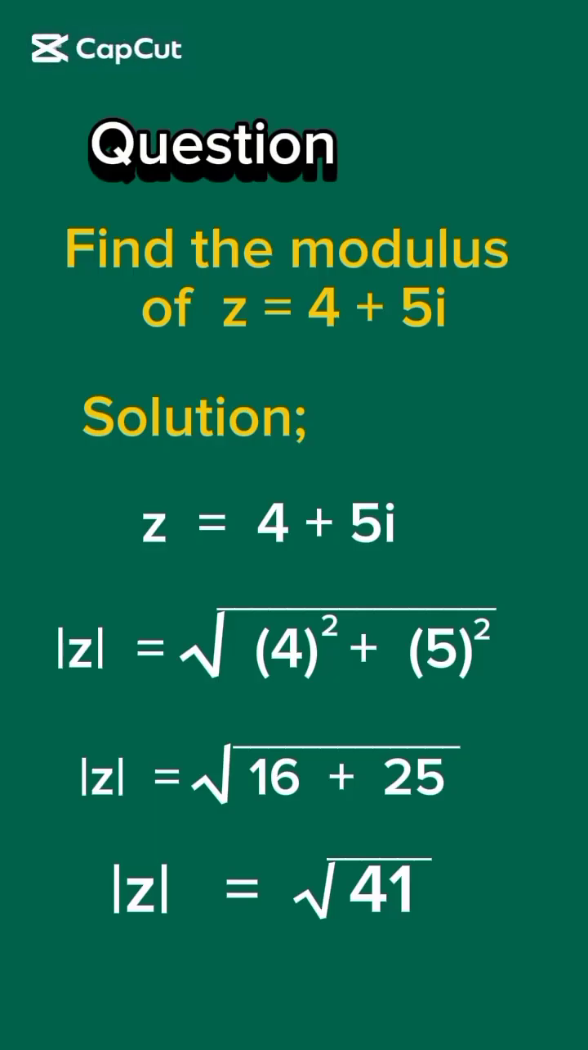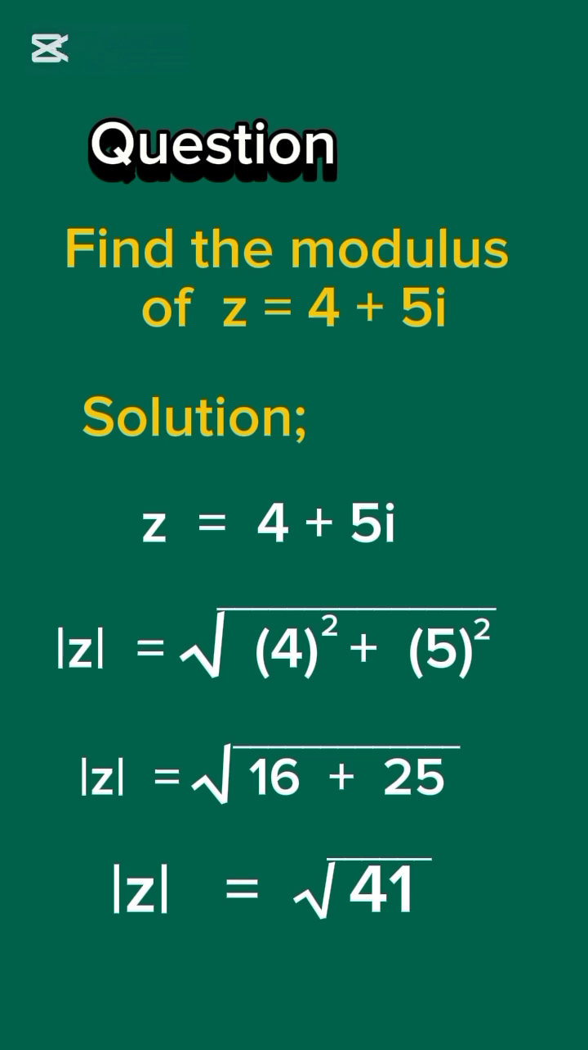In this question, we have to find the modulus of a complex number. Another name of modulus is absolute value. The given complex number is z equals 4 plus 5 iota. We know the formula. Modulus of complex number is equal to square root of real part squared plus imaginary part squared. Here in question, the real part is 4 and the imaginary part is 5.